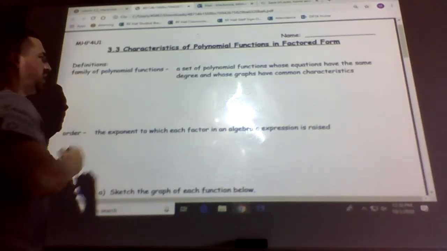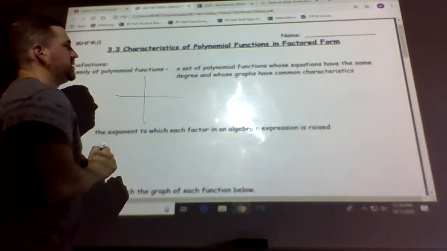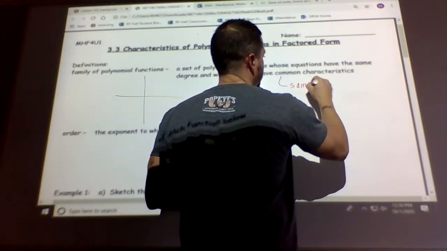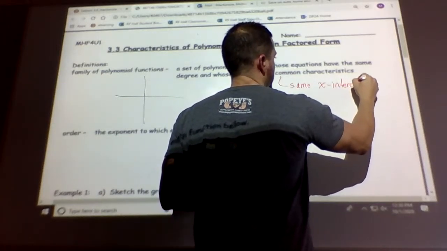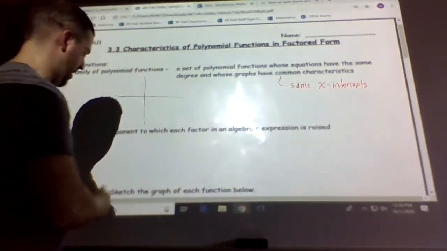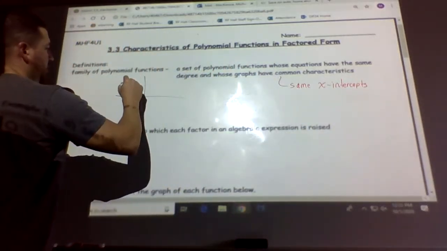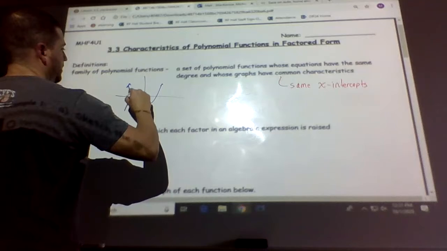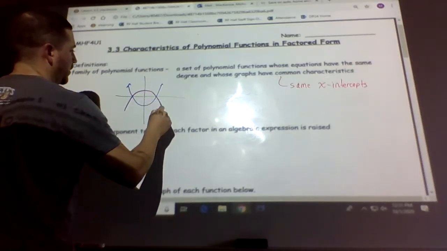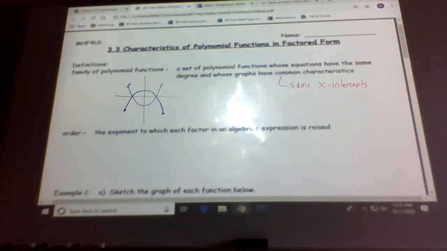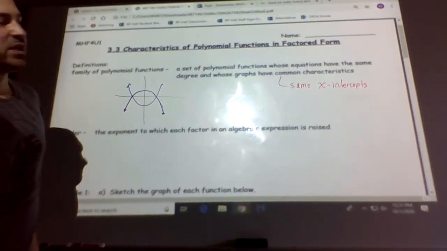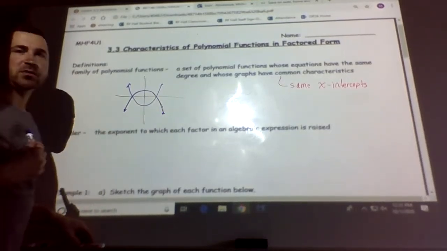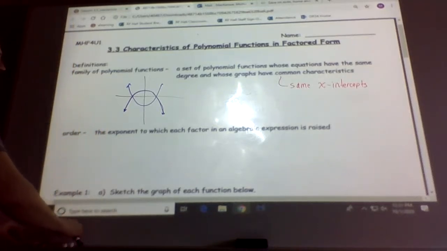So the easiest thing to remember for common characteristics would be, say, the same x-intercepts. Okay, so we could have a parabola, a quadratic that goes this way, and then a quadratic that faces downwards. So these would belong to the same family because they have the same x-intercepts, and also they would have the same degree because they're both x squared. I apologize for my voice, I'm losing it a bit, so I'll do my best.